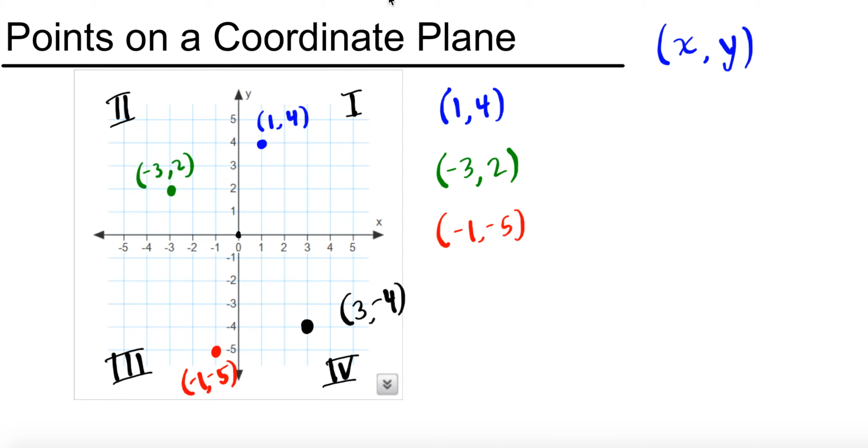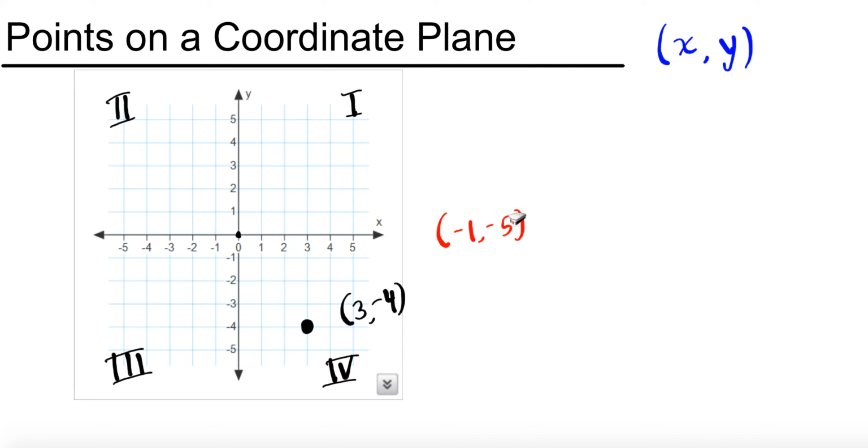And let's see, I'm going to clear the screen because our plane is getting a little bit crowded. And I want to talk about if it's on the axis. If it's on the axis, then we don't name a quadrant. So for example, this blue point right here, if you start at the origin and you go right 2, your x coordinate is 2, but you don't go up or down, so that makes your y coordinate 0. And it's not in a quadrant, it's just lying on the x-axis.